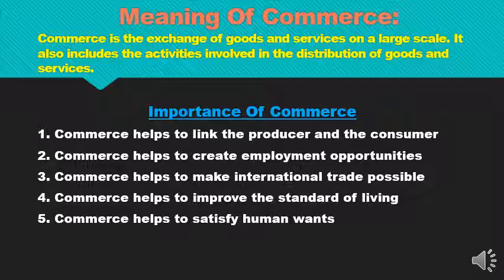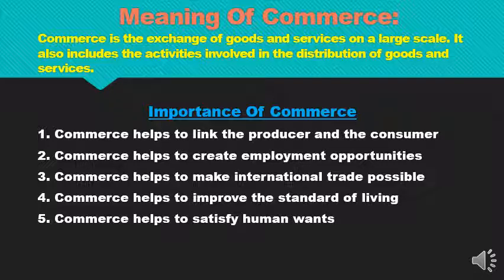If you look at our beautiful country Nigeria, you observe that Nigeria is not really a producing country. Majorly, most of the things that we make use of, like cars, televisions, and so on, are not produced within our country. But because commerce is an essential part of our life, it makes it possible for us to buy those things that we need from another country and make use of them within our country, thereby improving the quality of our life. And the fifth one is that commerce helps to satisfy human wants.